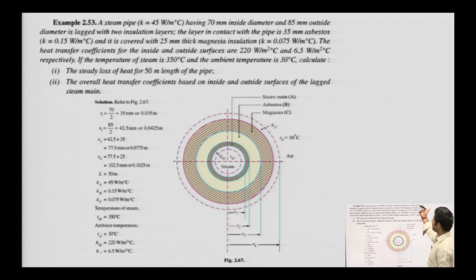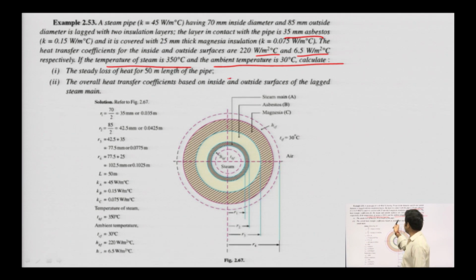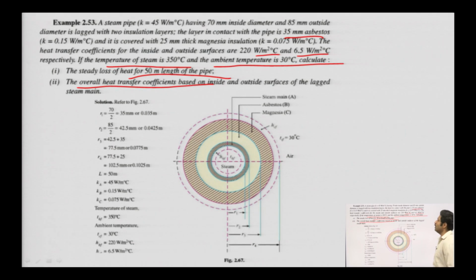A steam pipe, k is 45 watts per meter degree Celsius, having 70 mm inside diameter and 85 mm outside diameter, is lagged with 2 insulation layers. The layer in contact with the pipe is 35 mm asbestos. K is given, and it is covered with 25 mm thick magnesia insulation. This is the k for that. The heat transfer coefficients for the inside and outside surfaces are this and 6.5 watts per meter square degree Celsius respectively. If the temperature of the steam is this and the ambient temperature is 30 degrees Celsius, find the steady loss of heat for 50 meters of pipeline, and the overall heat transfer coefficients based on inside and outside surfaces of the lagged steam pipe.